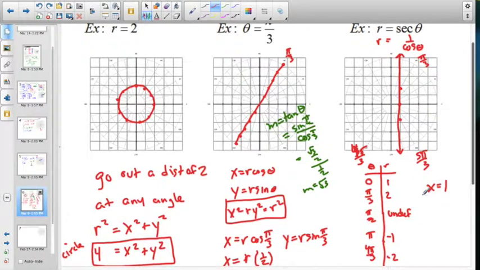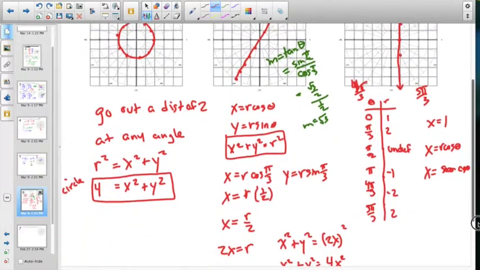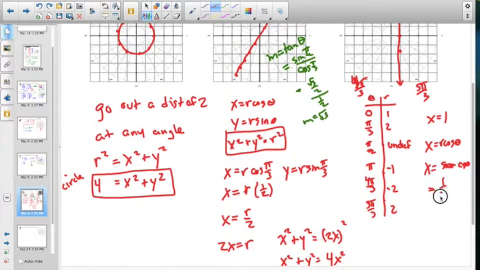And we can convert if we just use our x equals r cosine theta. We can convert this nicely because we know r is equal to secant theta. So x equals secant theta times cosine theta. And of course secant theta is 1 over cosine. So we have 1 over cosine theta times cosine theta, which is just 1. So there's our Cartesian equation, x equals 1.